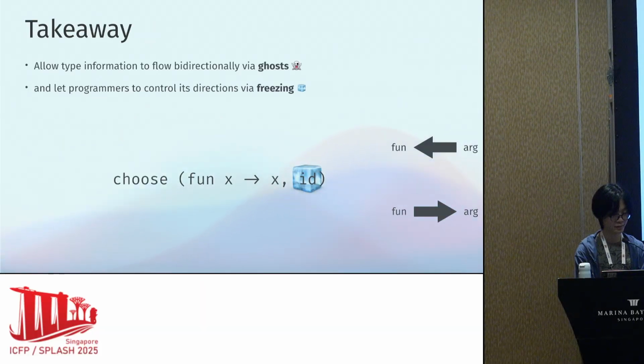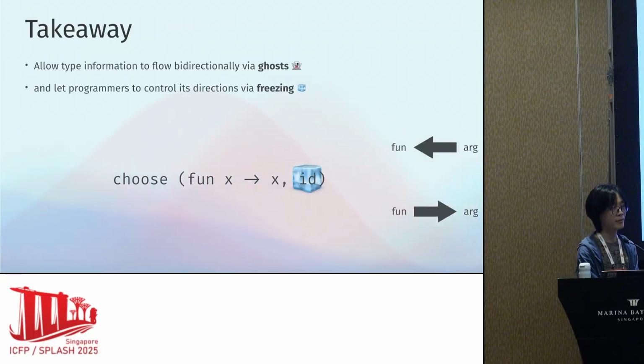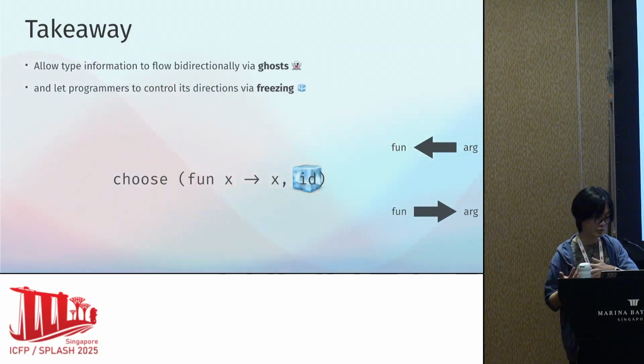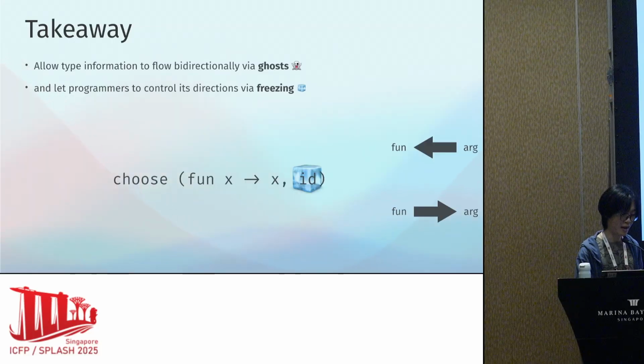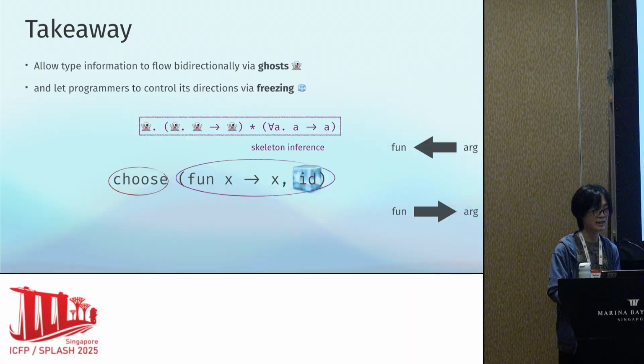Yeah, and I think my takeaway is we should allow type information to flow bidirectionally, and we do so via ghosts. And if there's no best choice between these two directions, we can specify it via freezing. Yeah, thank you.